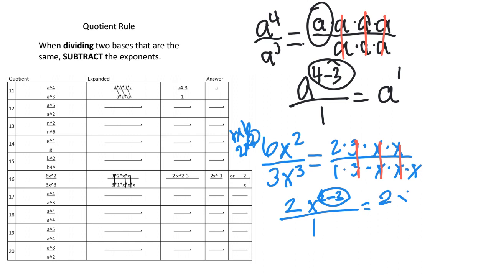So 2 times x to the negative 1, which we could leave as 2x to the negative 1, or we could also use the negative rule. So we would also write that as 2 over x.